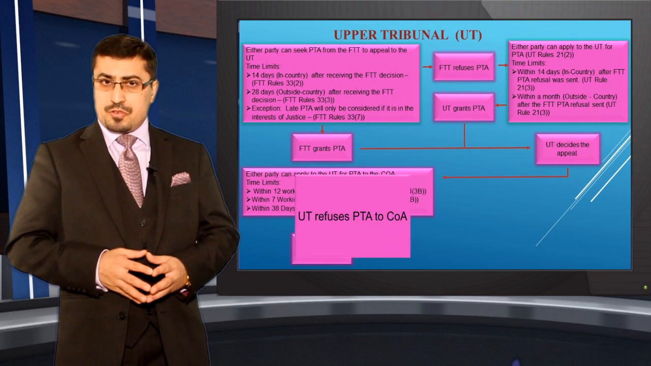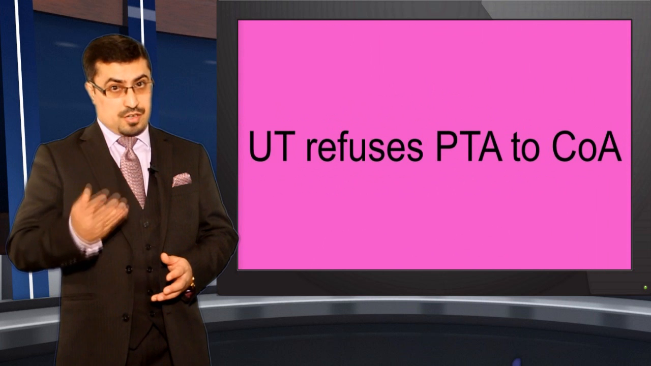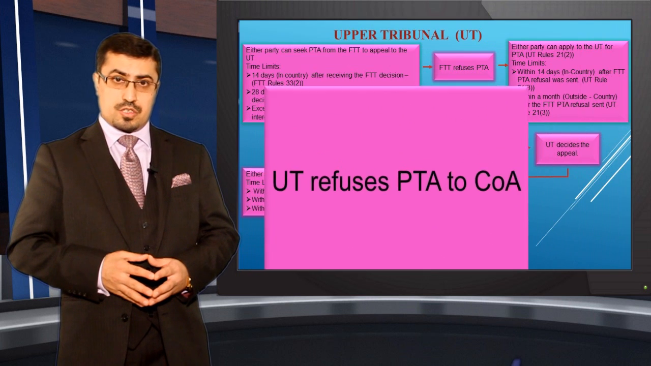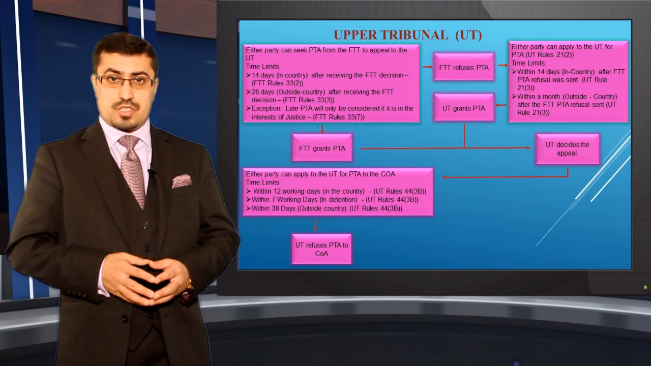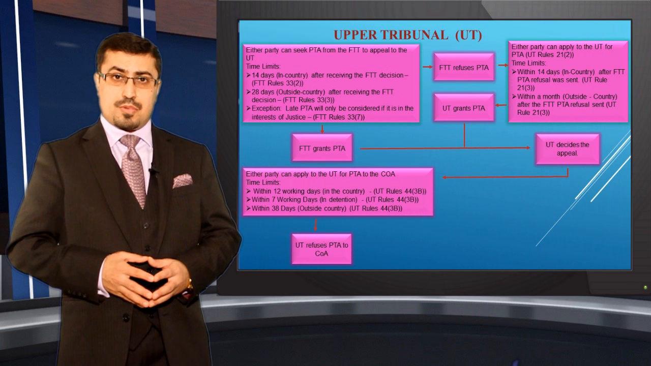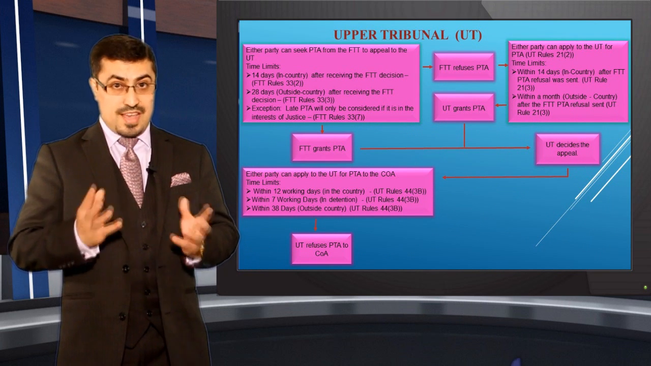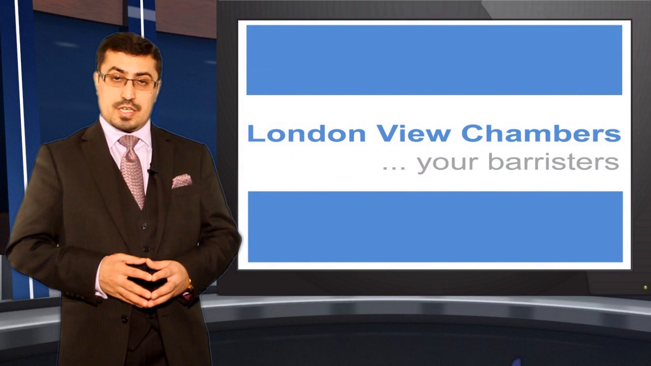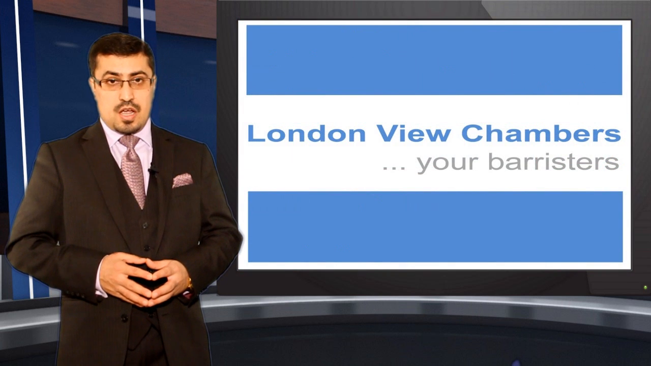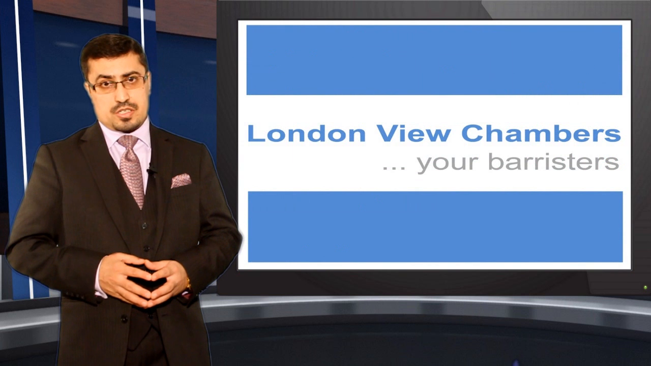If the Upper Tribunal refuses to grant permission to appeal, which it does in the vast majority of cases, then for the second option you can apply directly to the Court of Appeal seeking permission to appeal. That is a complicated procedure in itself, and for that I will have to do a different presentation and will come back to you once again.